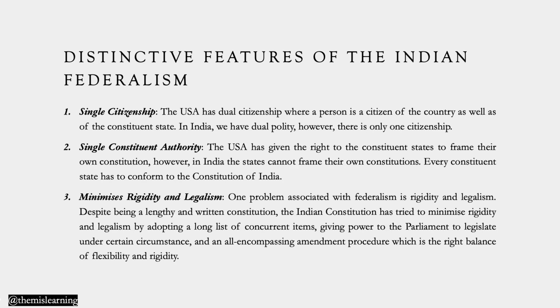Now, what are the distinctive features of Indian federalism? Firstly, we have single citizenship. The USA has dual citizenship, where a person is a citizen of the country as well as of the constituent state. In India, we have dual polity. However, there is only one citizenship. That means we have governance mechanisms at two different levels. However, a person is a citizen only of India. They are not a citizen of a particular state. A person would be a resident or an ordinary resident of that state, but the citizenship would only be for the country, which is India.